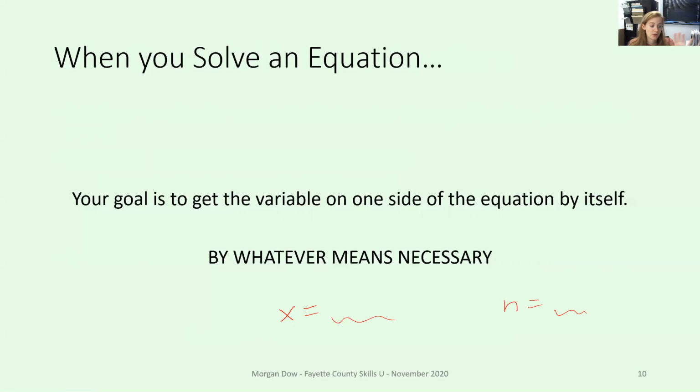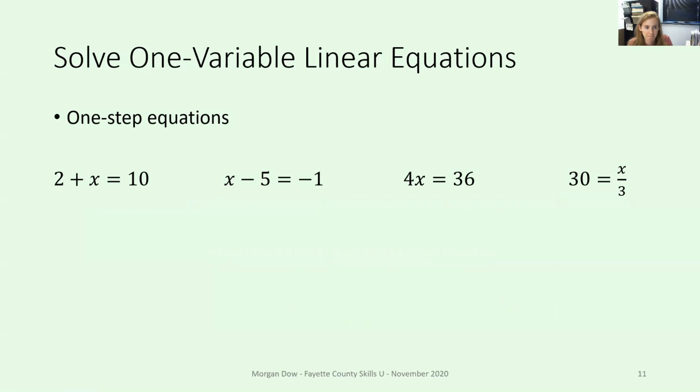There are lots of tools that you have at your disposal to help you cancel everything out that's next to the variable, right? Get rid of all the stuff that's next to the variable so that it is all by itself on one side of the equal sign. So we're going to start with one-step equations. These are the most basic equations because they just involve canceling out a single operation. And I'm going to show you what that looks like for all of the basic variations on a one-step equation.